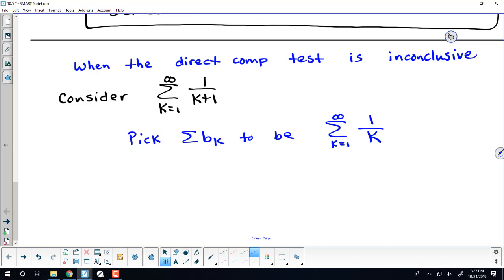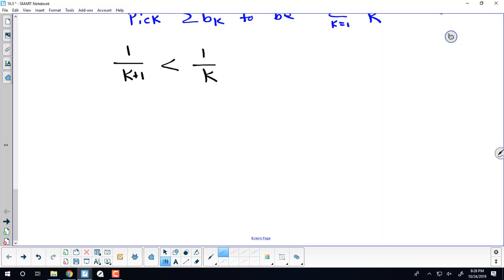It's very closely related to that. Easy to establish the inequality. But what do we know about 1 over k? It diverges. The harmonic series diverges. Okay, so the thing we're comparing to diverges. What do we know about 1 over k plus 1 in comparison to 1 over k? It's smaller. So this sum is less than this sum.